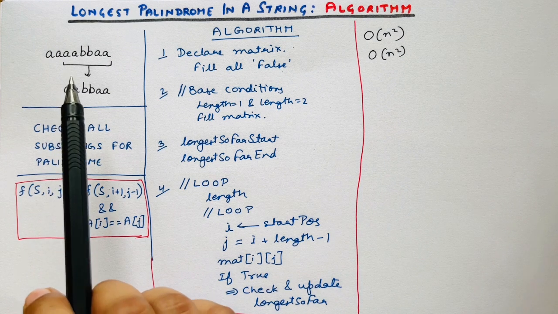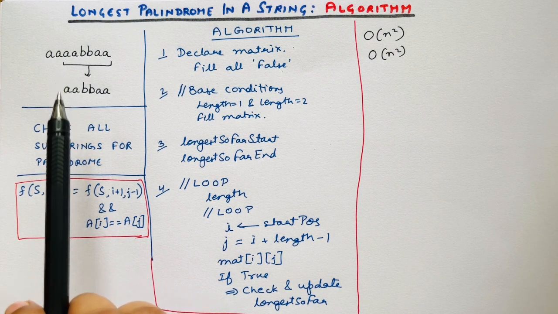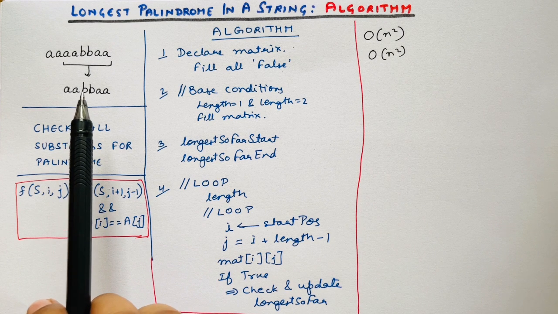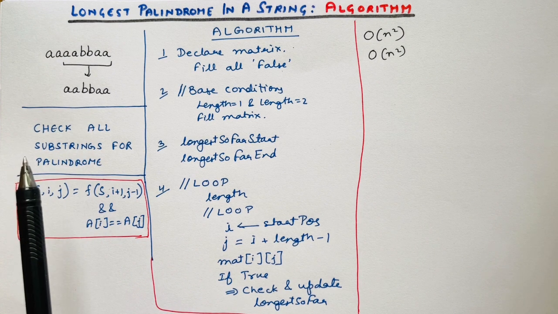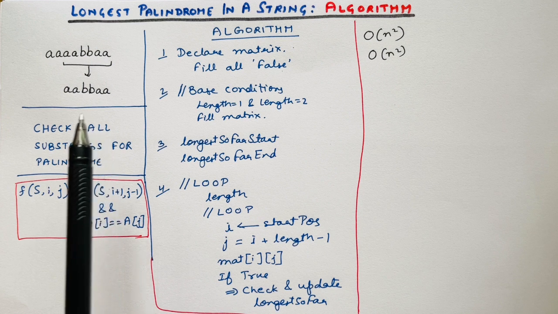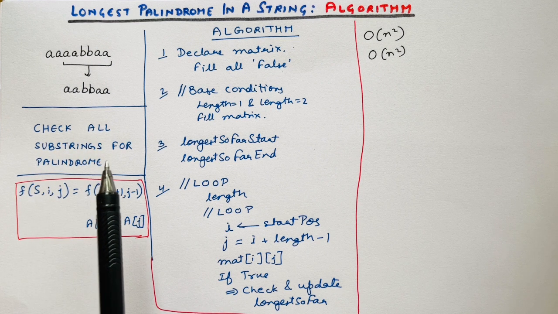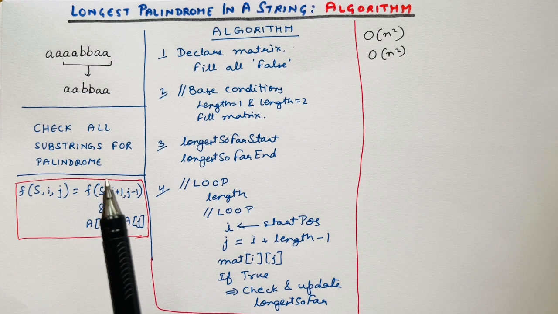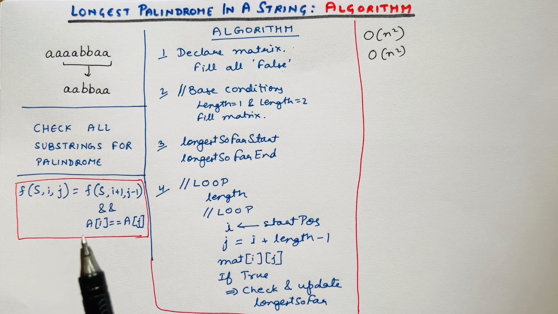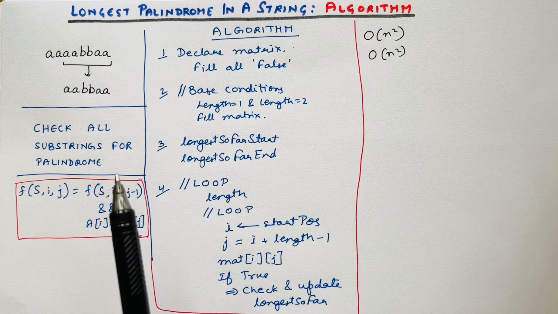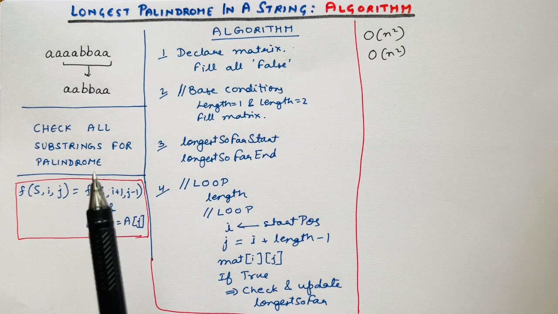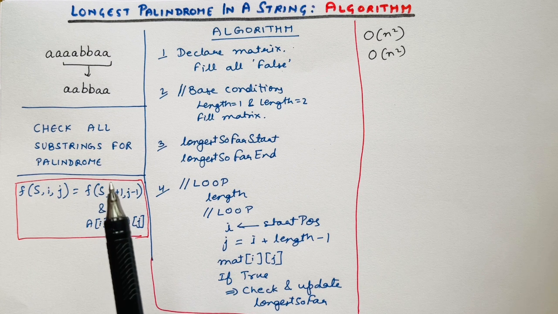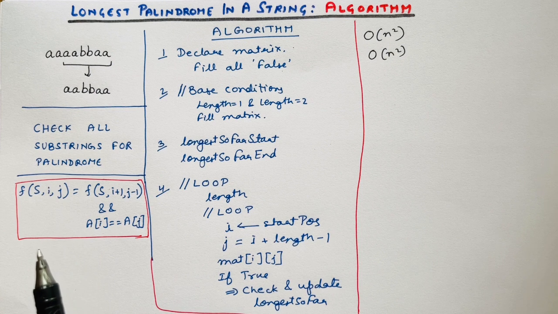In our original problem, we were given a string and we had to return the longest possible palindrome in that string. Now that we know an efficient way of computing for all substrings whether they are palindromes or not, using the bottom-up approach that we saw in the previous slide, we can just keep track of the longest palindrome that we have seen so far.